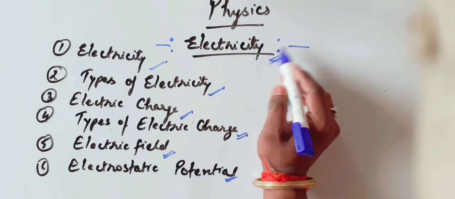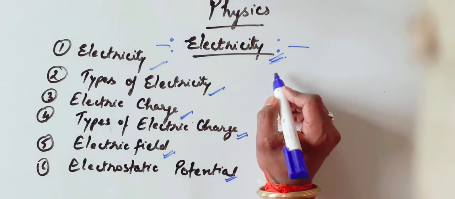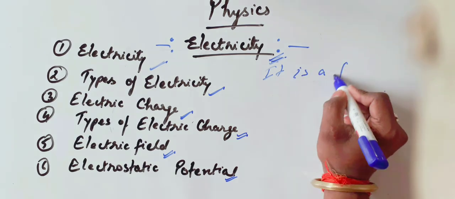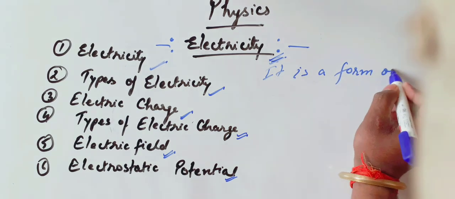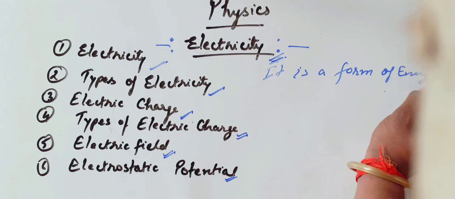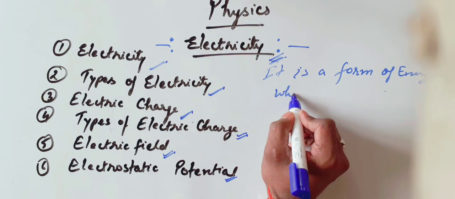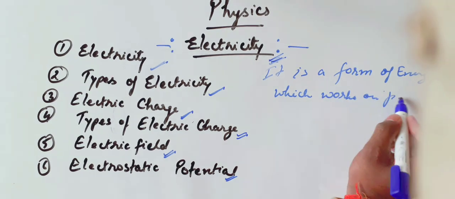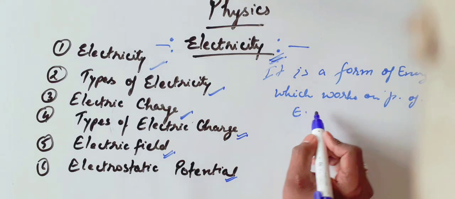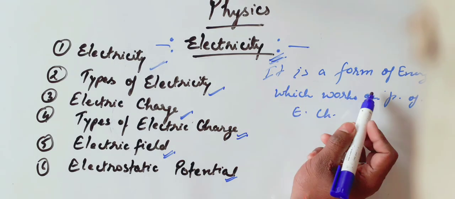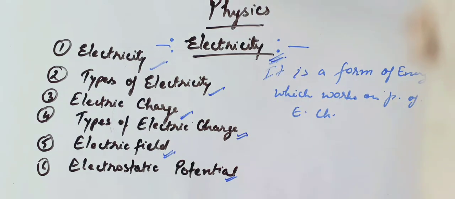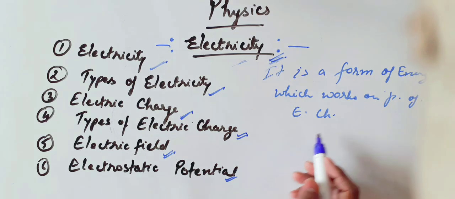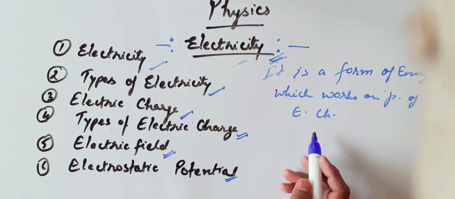Electricity. What do you mean by electricity? Simply, we can say that it is a form of energy which works on the principle of electric charges. So guys, what do you mean by electricity? It is a form of energy which works on the principle of electric charges.